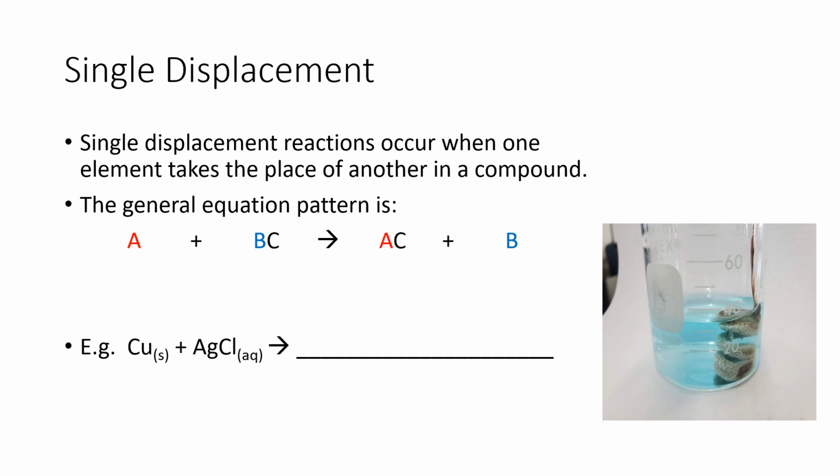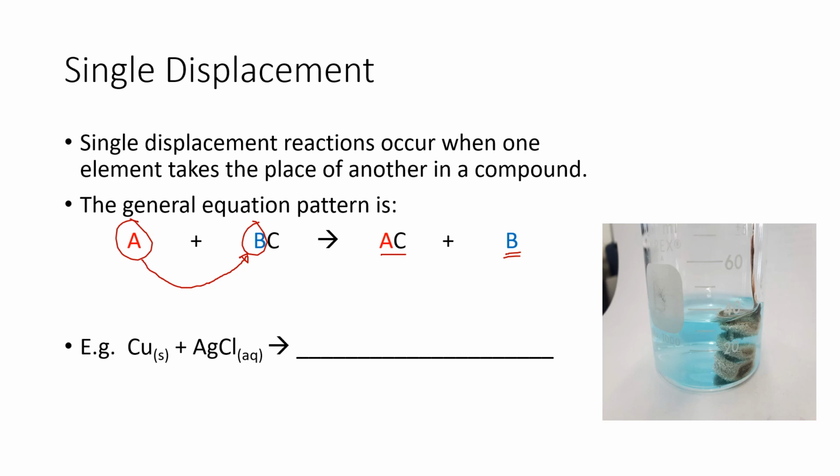So single displacement is where one element takes the place of another element in the compound. So one of them displaces one other one. You end up with the displaced element separate, and the other two ions will stick together.